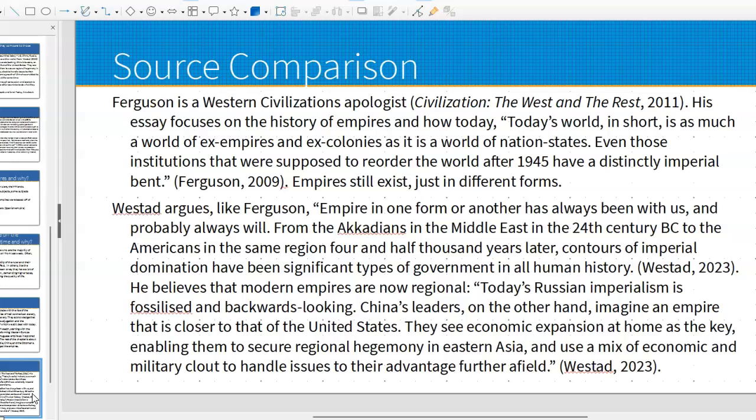Ferguson and Westad, again, which I chose because they are discussing modern empires and connecting them to the past. Ferguson is what is called a Western civilization's apologist. In 2011, he published a book called Civilization, the West and the Rest that basically argues why there's Western supremacy in the world today and how it's affected our telling of the story of history, as it were.